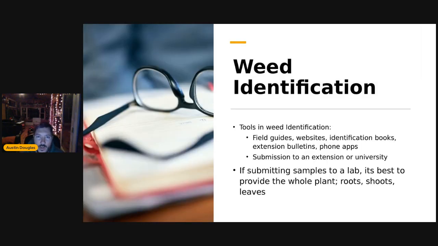And then let's talk about how you are going to identify weeds in the field. What tools can you use? There are a lot of field guides out there. There are websites, identification books, extension bulletins, and this book wasn't written at the time, but now there are phone apps that you can just snap pictures and it'll identify the plant. Picture This is one of them that's very, very common. I think they have a subscription model for a year. I don't know what it costs, but it is fairly accurate. Now, it might give you some options and you have to select the closest one, but it really, really does help you out in the field.